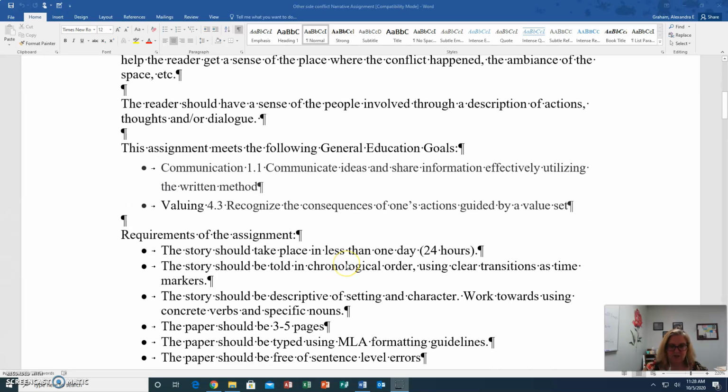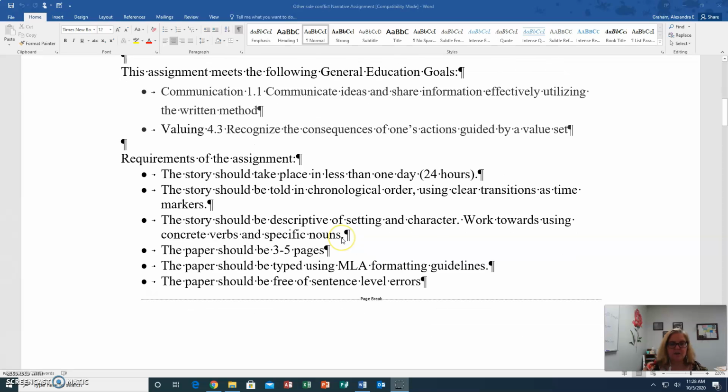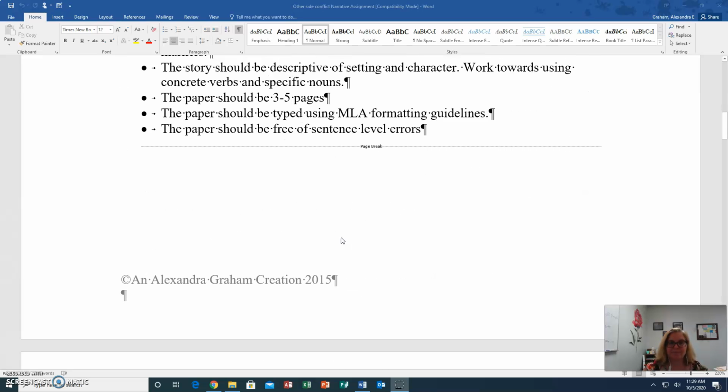Then you have these general education goals, what you're going to be able to do. So remember, the story should take place in less than a day. It should be told in chronological order with transitions. It should be descriptive of setting and character, so I should be able to see you through somebody else's eyes. So concrete verbs, specific nouns. We're going to learn about that a little bit more tomorrow. The paper should be 3 to 5 pages typed in MLA format. Those are the guidelines that I'm looking for from you.